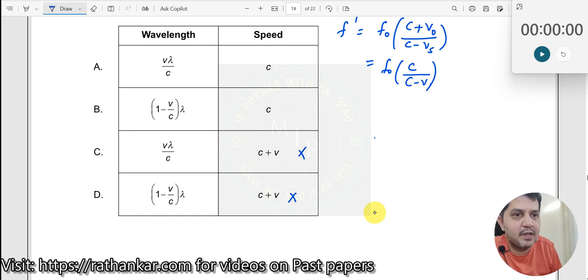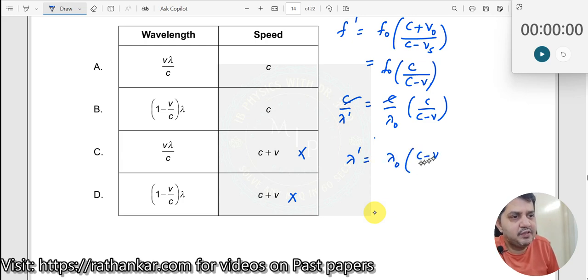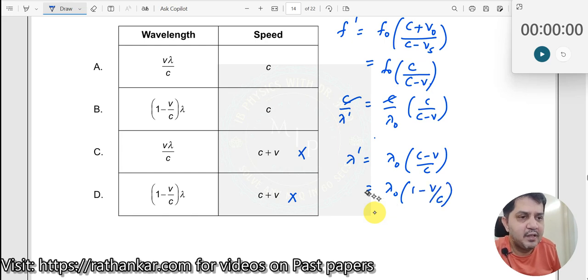Now towards it, I want wavelength. So what I will do is for f dash, I'll write this as c by lambda dash. And f naught, I'll write this as c by lambda naught into c by c minus v. This c and this c goes away. So what have I left out? Lambda dash is equal to lambda into c minus v divided by c. What I have done is I've just flipped it, right? So which will now be equal to lambda into 1 minus v by c. Oh, I don't have lambda naught, it's lambda here. Okay, so therefore B is the right answer.